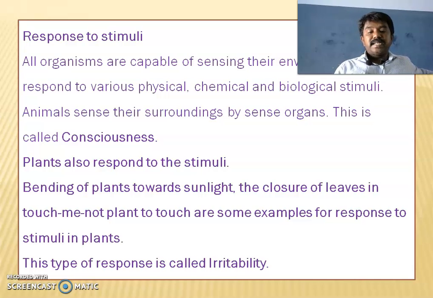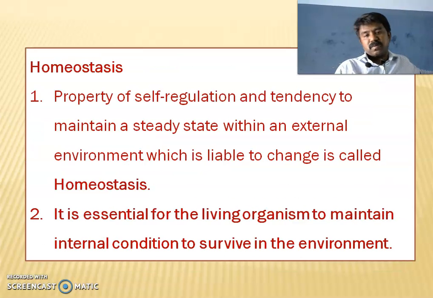Example, bending of plants towards sunlight. Take a plant in a dark region: wherever the light appears, the plant starts to grow in the direction of that sunlight. The closure of leaves in the touch me not plant on touch is another example of response to stimuli in plants. When you touch the touch me not plant, it starts to shrink. This type of response is called irritability.